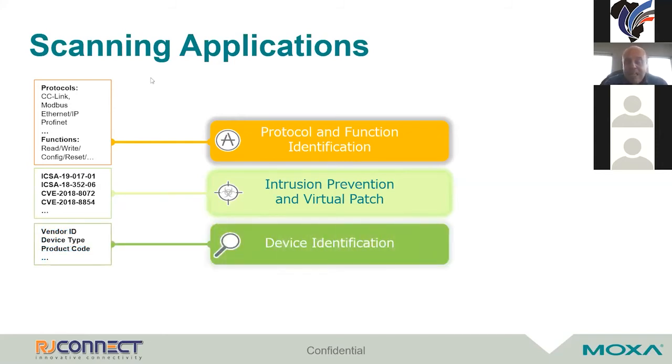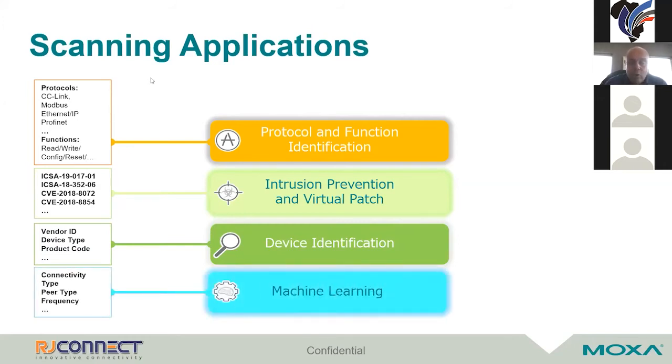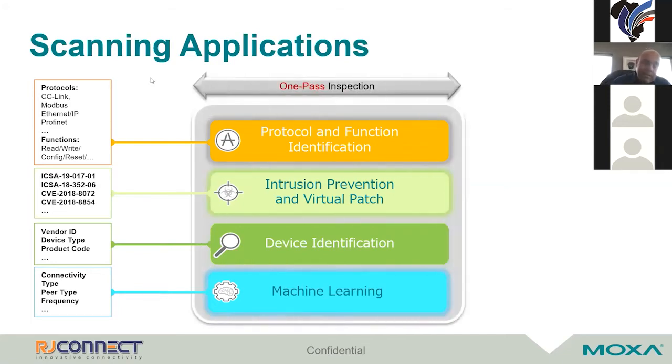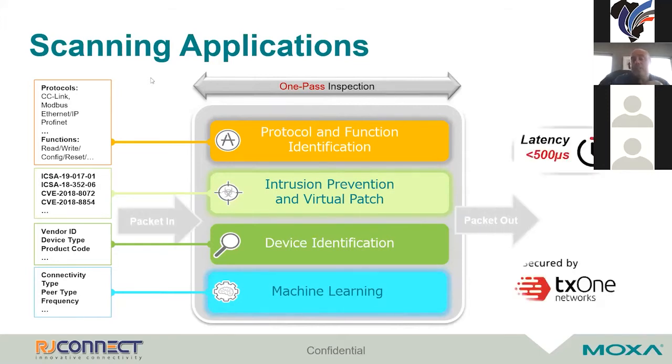The next is where is it coming from? The device identification, the vendor number, the ID, the MAC address. Where is it coming from? All right, and then of course, machine learning: the type of connection, the frequency of it, what has changed in the packet. Basically, is an attack occurring? For example, is there a DoS attack occurring? And this has to be fully scanned, every packet, with one pass inspection. And this is done, as you can see for us, in the 500, I think it's nanoseconds over there.